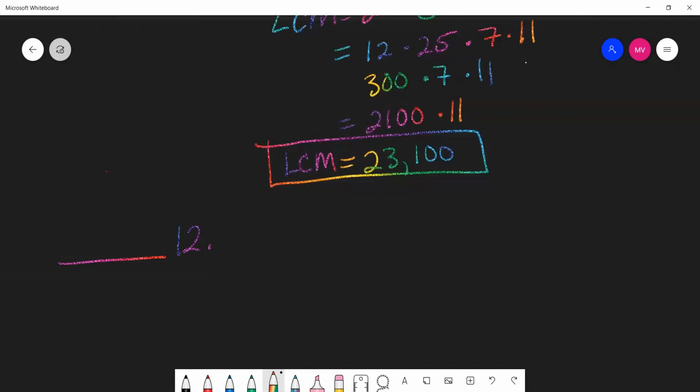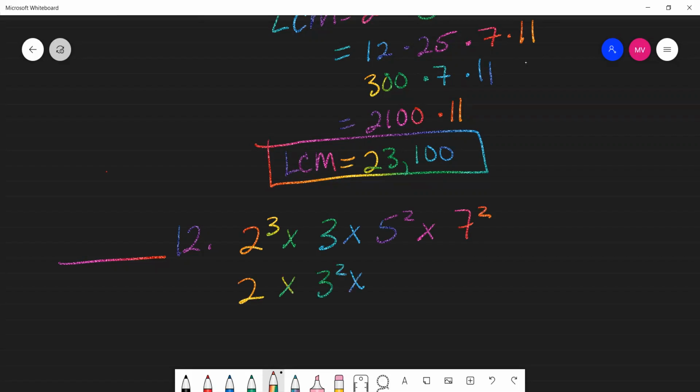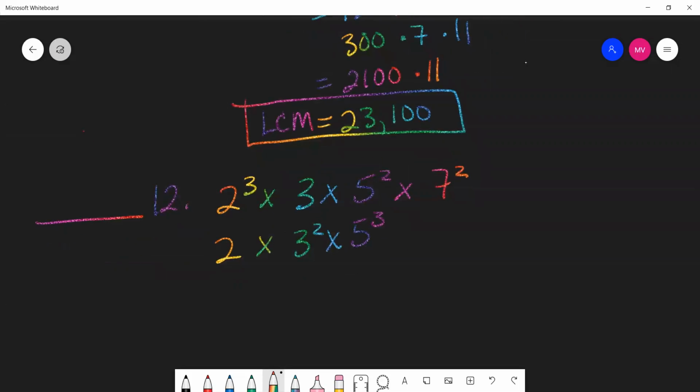Number 12 compares 2 cubed times 3 times 5 cubed times 7 cubed to 2 times 3 squared times 5 cubed. All right. So as you can see from this one, we have 3 base numbers that exist in both prime factorizations. So just compare them, find the one with the largest exponent, and that's the one you're including. So we're going to include 2 to the third. So we're not using this guy.